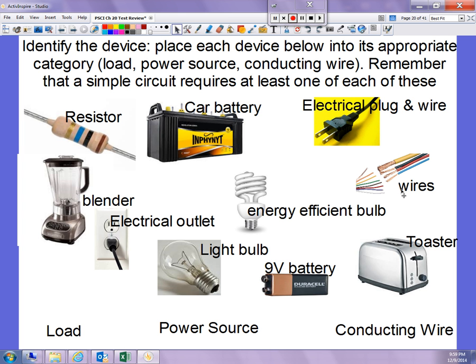Wires, energy efficient bulb, an electrical outlet, a blender, a light bulb, a 9-volt battery, and a toaster. Classify those as either a load, a power source, or a conducting wire.